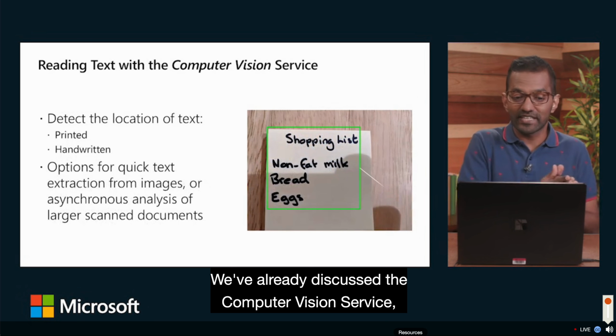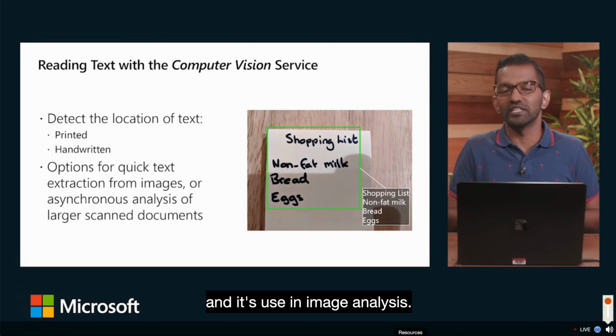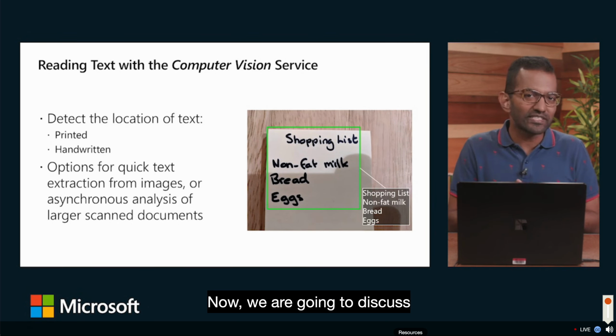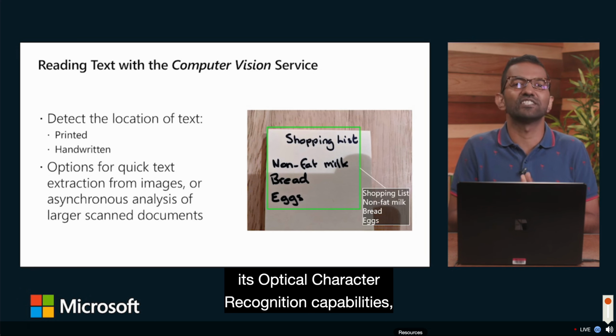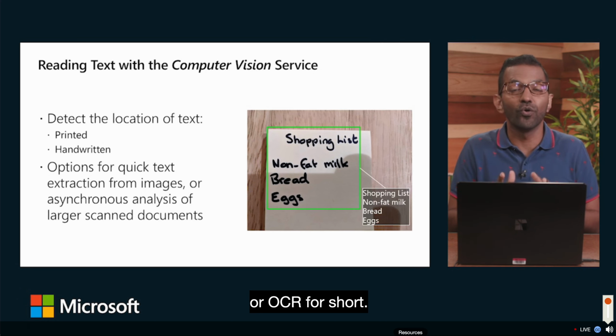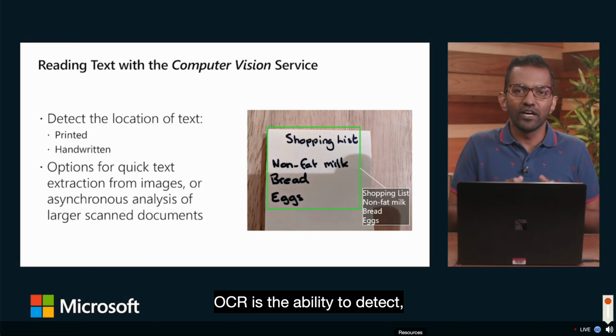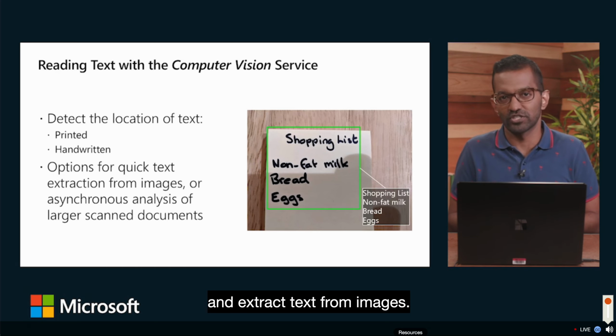We've already discussed the computer vision service and its use in image analysis. Now we're going to discuss its optical character recognition capabilities, or OCR for short. OCR is the ability to detect and extract text from images.